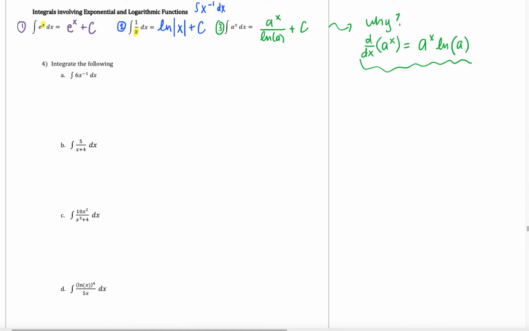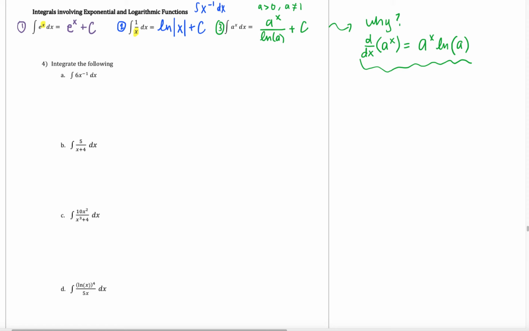So if we integrate a to the x dx, that is equal to a to the x divided by the natural log of that base a, plus c. You might be wondering, why don't I have parentheses around here? We are assuming that our base here, a, is greater than 0, and of course not equal to 1, otherwise that wouldn't be an exponential function. So let's jump straight into some examples.